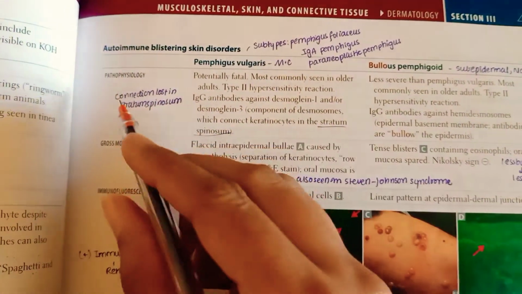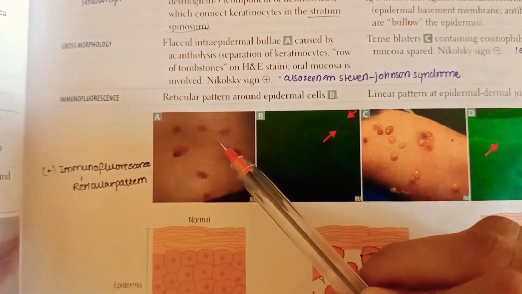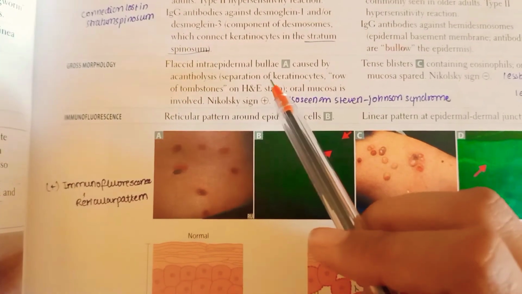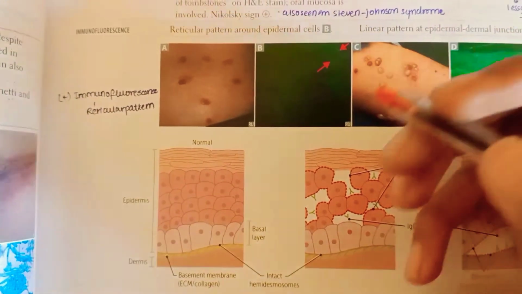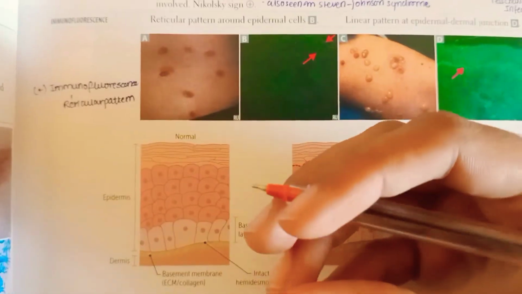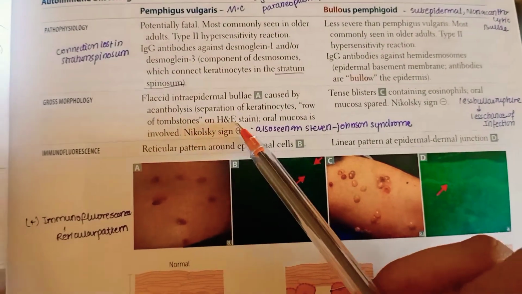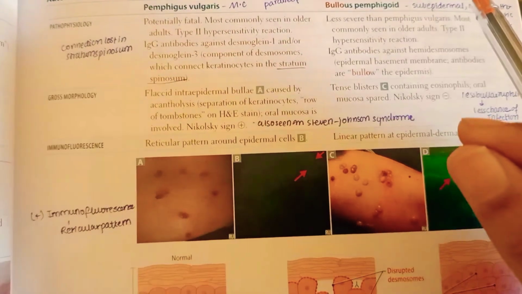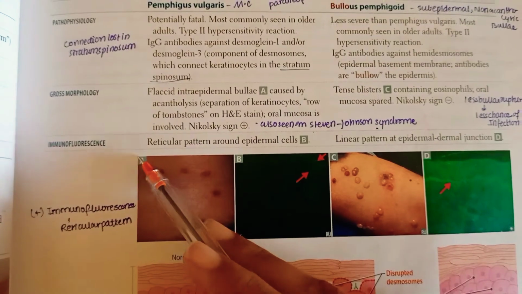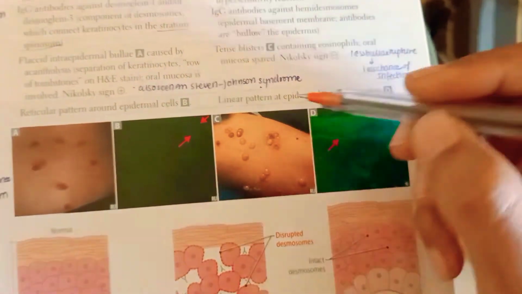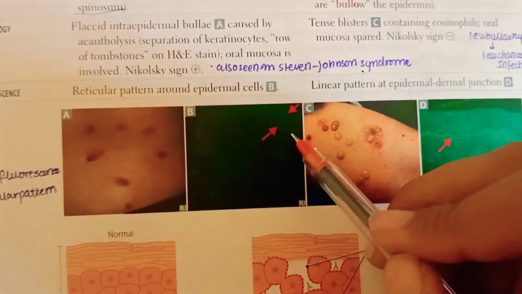The connection is lost in the stratum spinosum, and here you can see the flaccid intraepidermal bullae, which are caused by acantholysis. Acantholysis means separation of keratinocytes. So on H&E stain you see a row of tombstones, and the oral mucosa is involved. Here Nikolsky sign is positive. That is, if you are able to scrape off the skin, you can scrape it off. It is also seen in Stevens-Johnson syndrome. Here there is a reticular pattern of epidermal cells in immunofluorescence. Here you can see the reticular, net-like pattern.